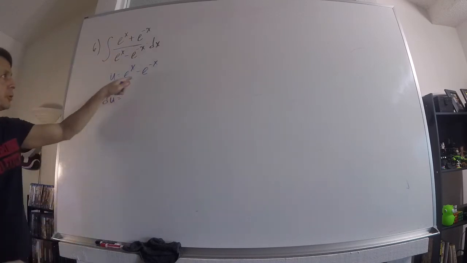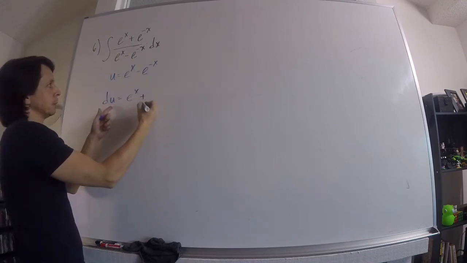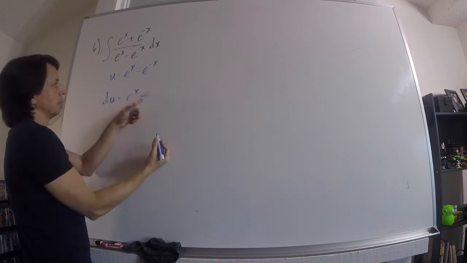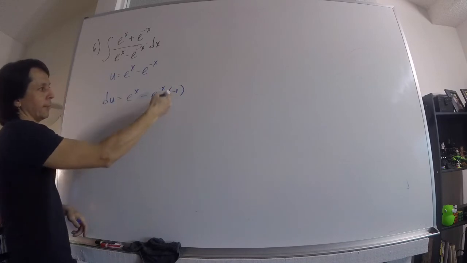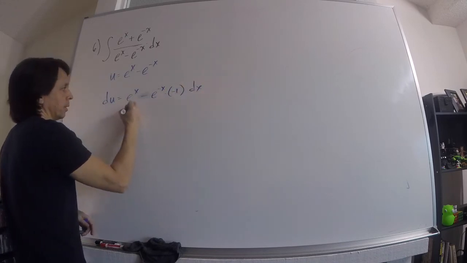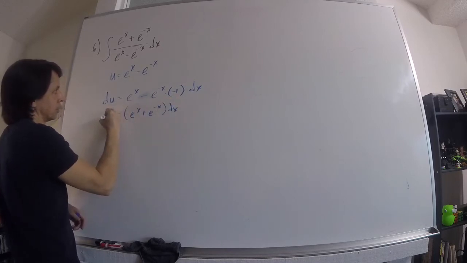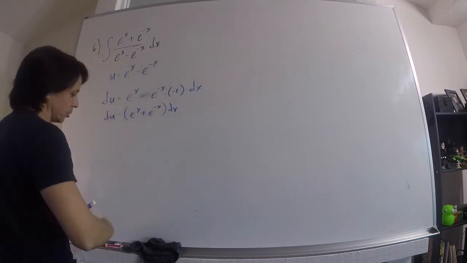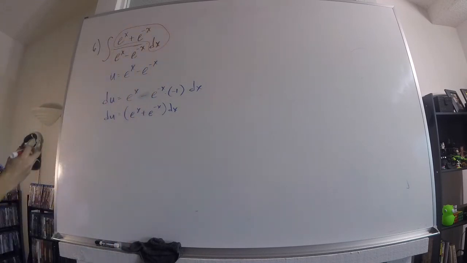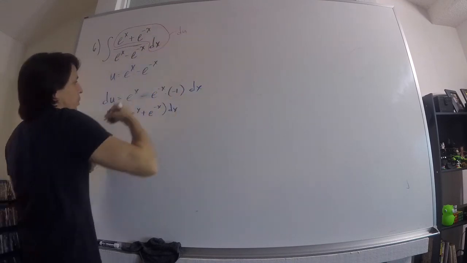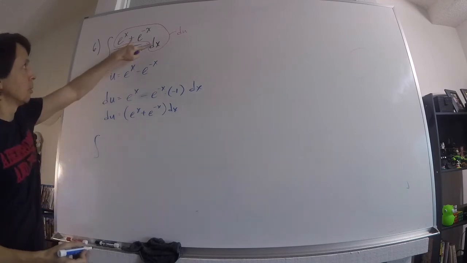If I set u to be my denominator with a minus there, and I do my derivative, I'll work it out slowly: minus, I'm going to chain rule on that, it's going to be e to the negative x times -1 from the chain rule. That negative is going to cancel. And I will get e to the x plus e to the negative x dx. And that together with that is my du right there. So it does work out. This is the way to go, setting u to be my denominator. So that whole thing is du.